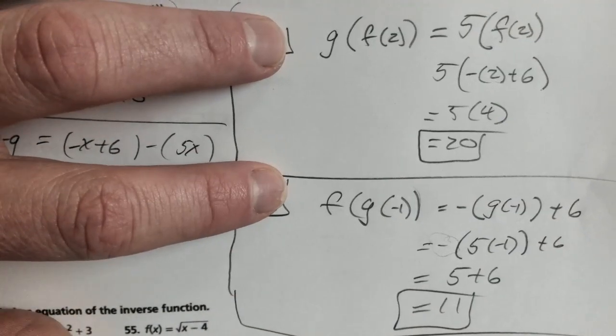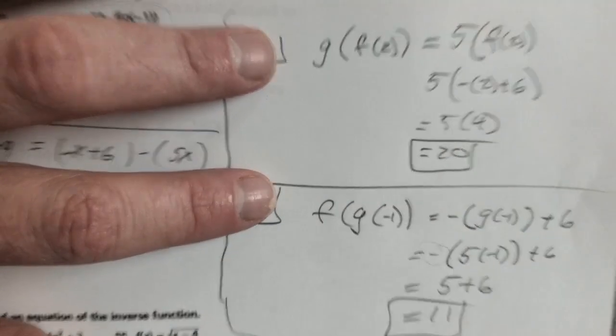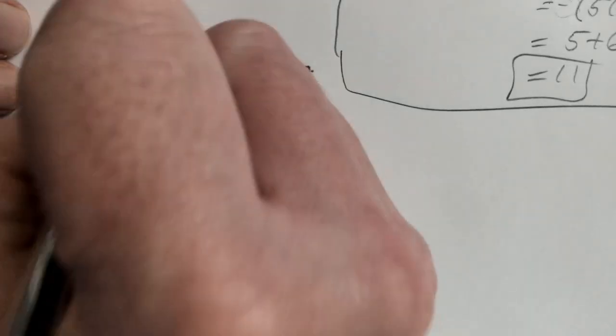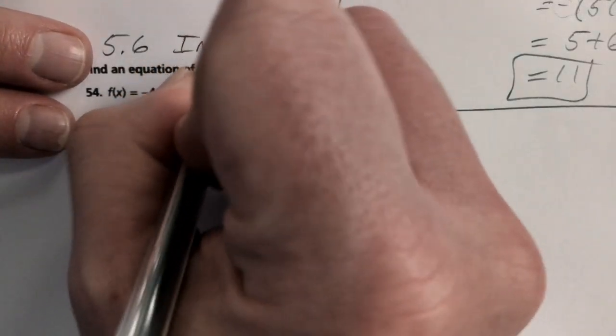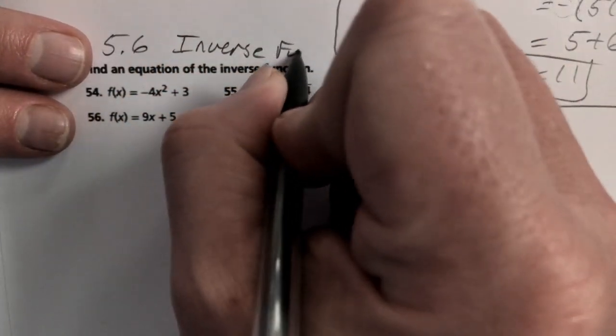Composition is your Russian nesting dolls. I'm plugging something in for something else. Alright, 5-6. This is the last thing we have to do for this unit. So 5-6, this is all about inverses or inverse functions.